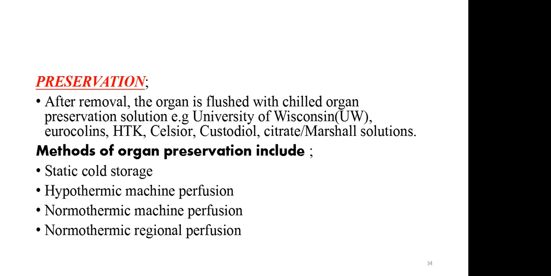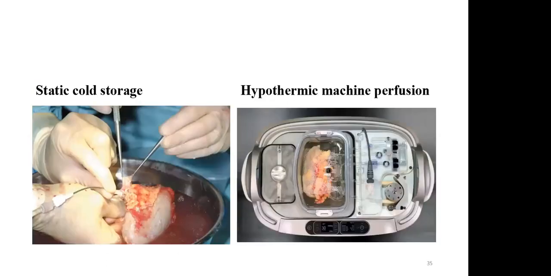There are four basic methods of organ preservation. The first method, which is the traditional method, is static cold storage. Then we have the hypothermic machine perfusion, normothermic machine perfusion, and normothermic regional perfusion. So for static cold storage, having harvested the organ, the preservative is introduced into the vasculature to first of all flush the microcirculation, and then keep the organ at a very low temperature of about 4 degrees Celsius.